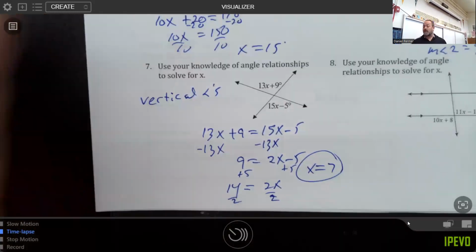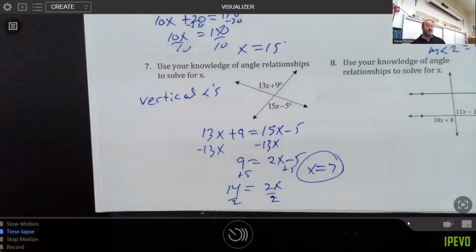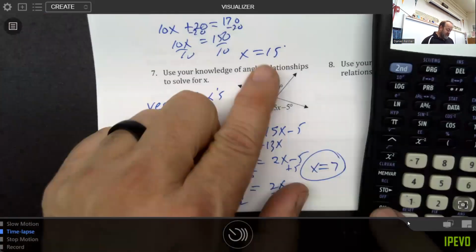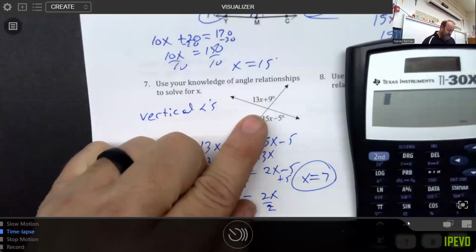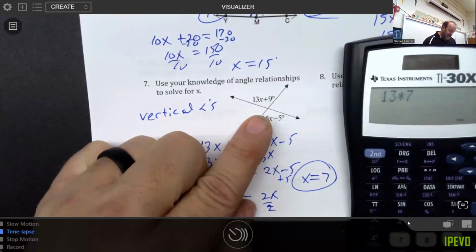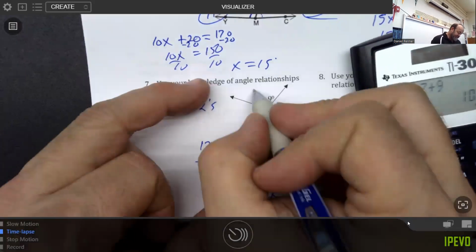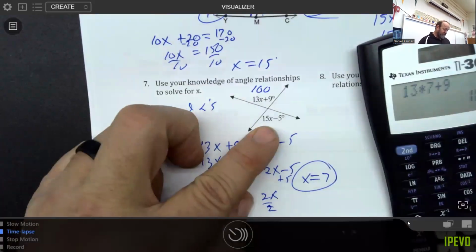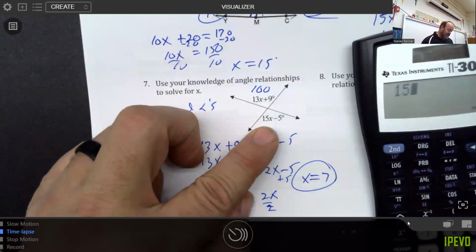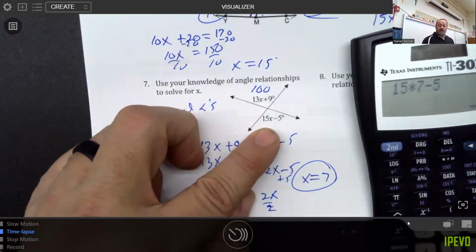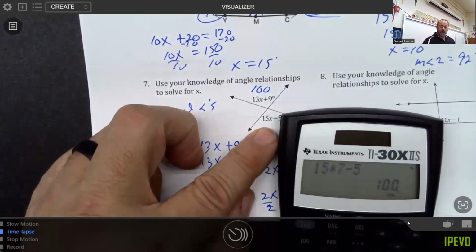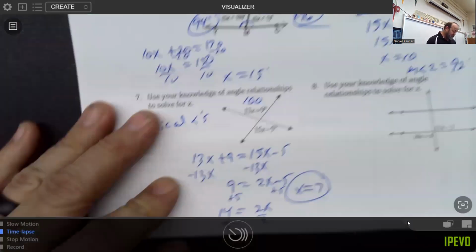And in this case, that's actually what they asked me for. They didn't ask me for the angle, but if I were taking the final and wanted to make sure that I'm doing things right, I would for sure double check that and plug that in. So if x is 7, which is what I found, let's take 13 times 7 plus 9. So this top angle is 100. And what is 15 times 7 minus 5? Let's find out, did we in fact get 100 as well? And the answer is we did. So that's looking pretty good.